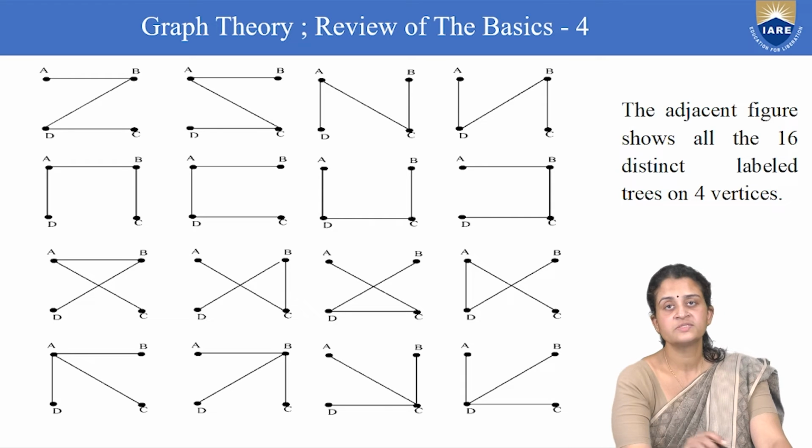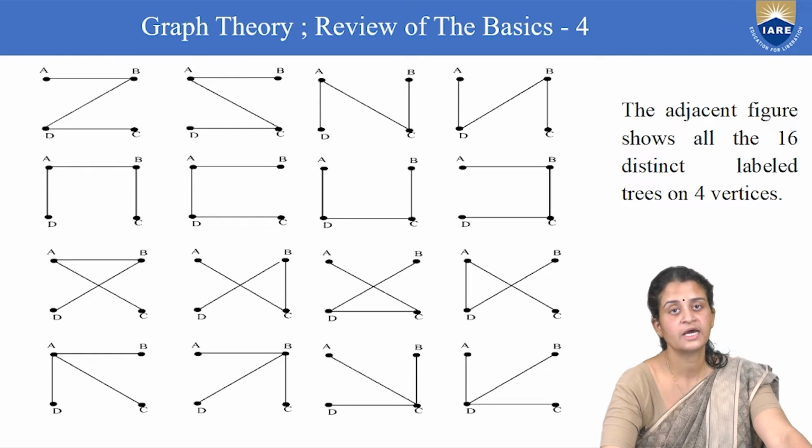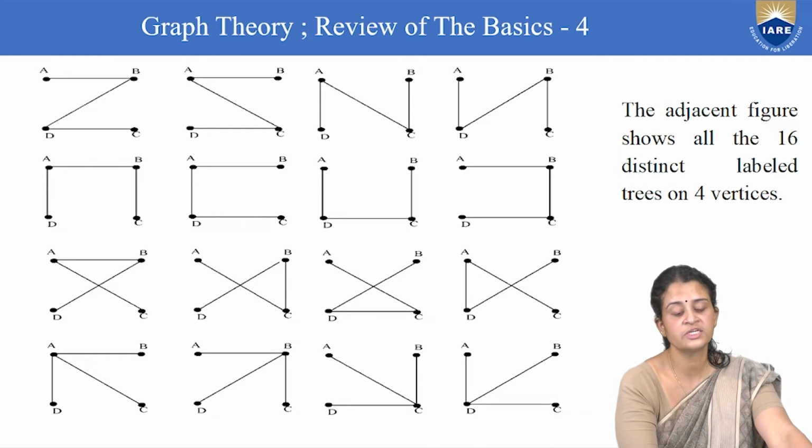Now I have represented these vertices as A, B, C, D. And we know that when there are 4 vertices, a tree will consist of 3 edges. And these are the 16 different ways of representing it, connecting A, B, B, C and D, C. The same thing. These all are 1, 2, 3, 4. 1, 2, 3, 4. Thus, we got all the 16 representations.